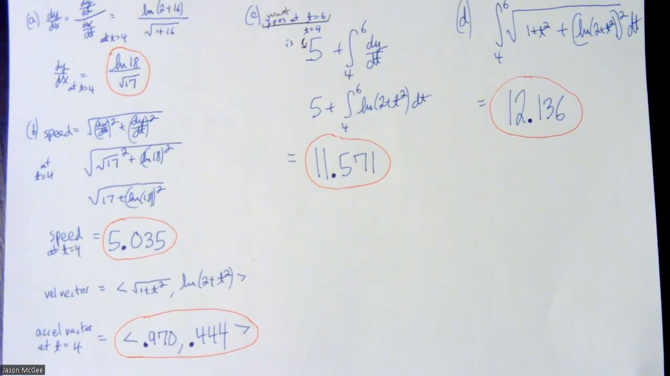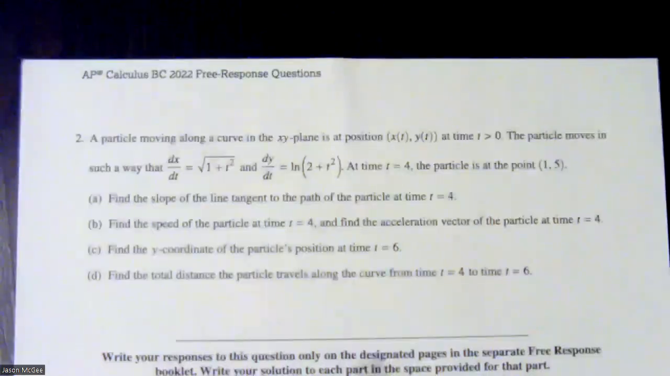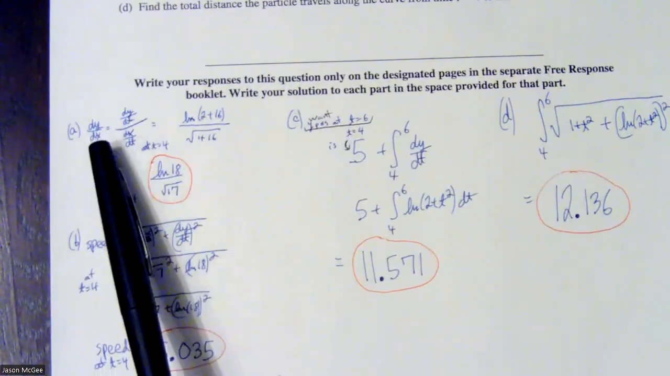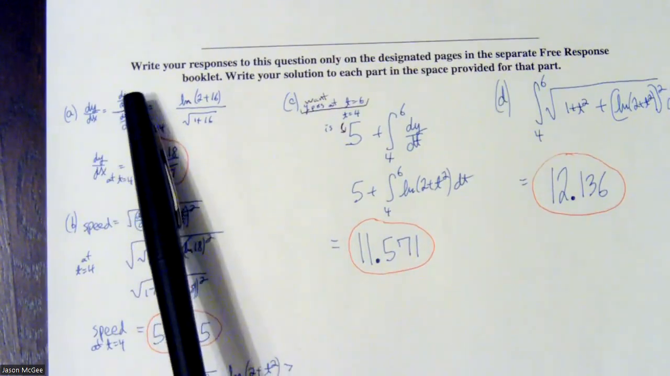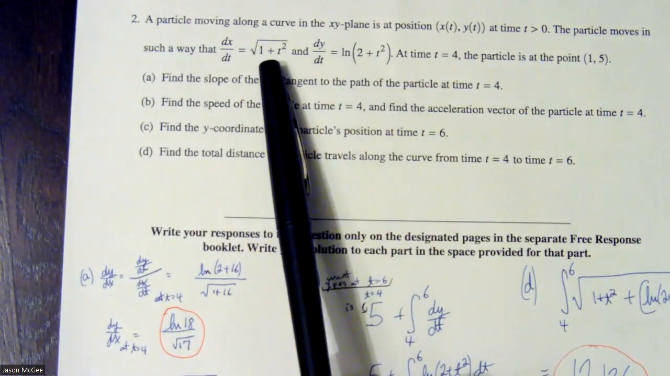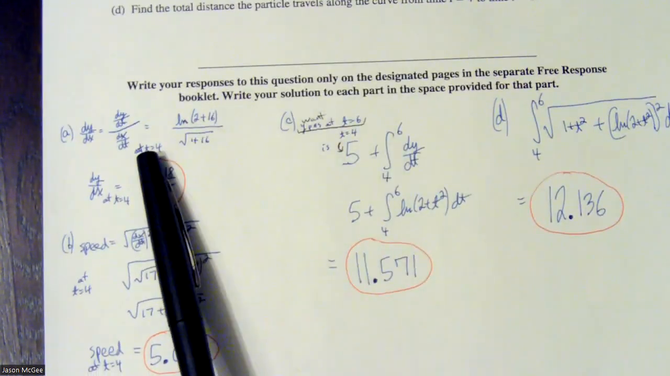A very nice parametric problem here. They give us both dx/dt and dy/dt. Part A says find the slope of the line tangent to the path at t equals 4. So we know the slope is dy/dx. dy/dx is dy/dt over dx/dt. They gave us both dy/dt and dx/dt, and then you're just doing it at t equals 4.